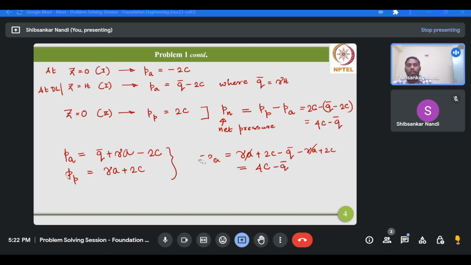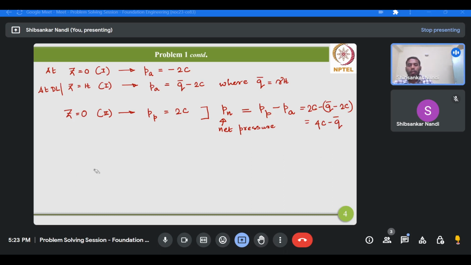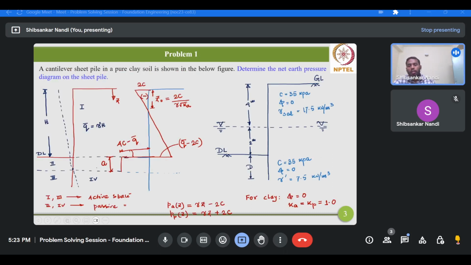So as you can see, the net earth pressure distribution will be constant for some certain depth below the dredge level. Okay, so below the dredge level, your net earth pressure distribution will remain constant up to some depth. We don't know that yet, we will determine it subsequently in this problem, and we'll determine what the net earth pressure distribution will be at the base of the wall.